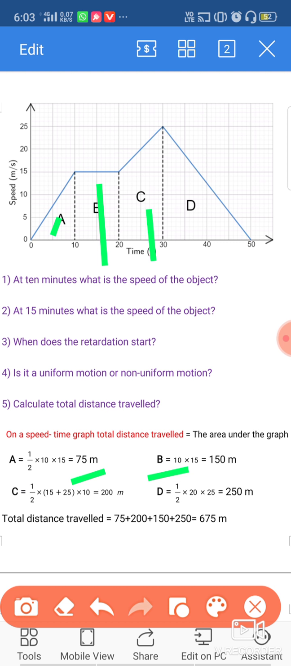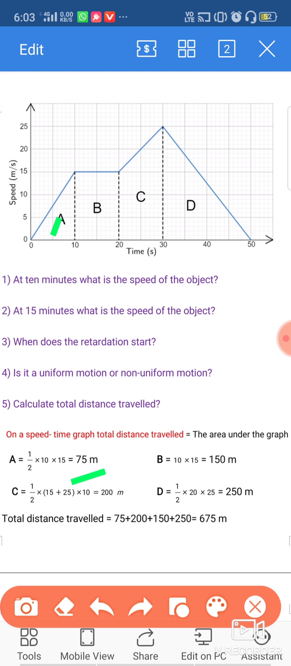Third one, region C. Find the area of the trapezium. Trapezium formula: half into (A plus B) into H. H we can take as 10. Height is this height. A means 15, B is 25. Substitute and simplify, and you get the area of the trapezium.